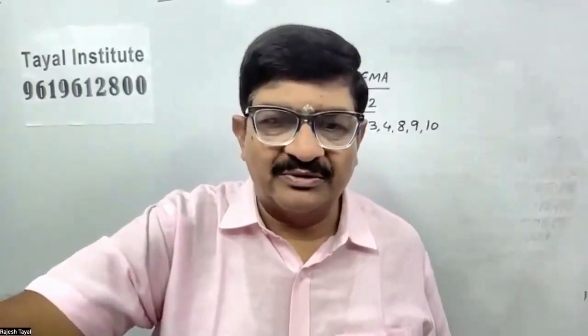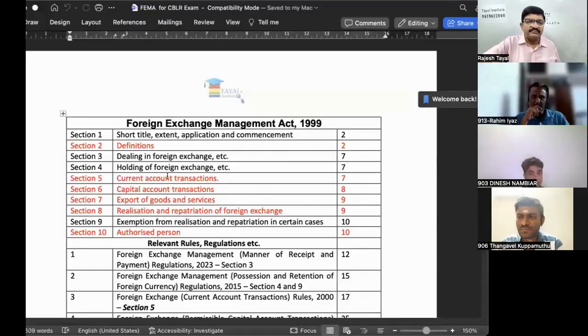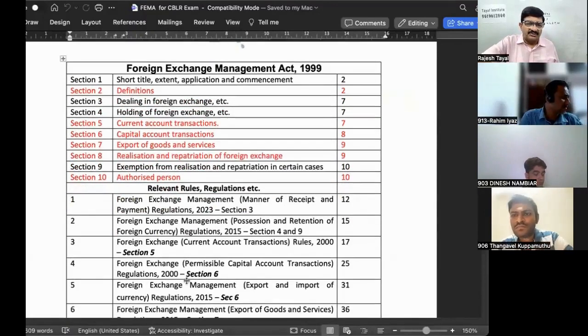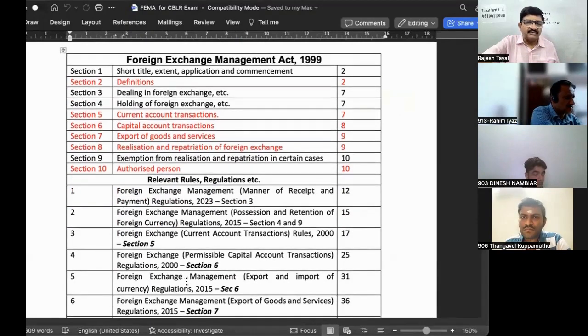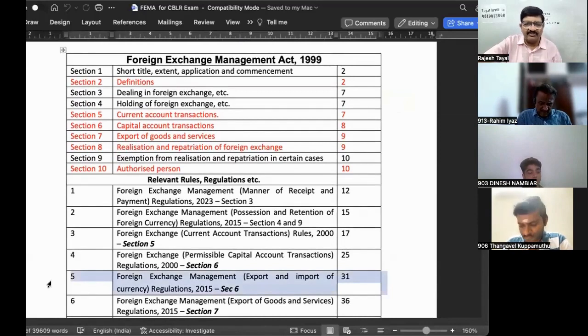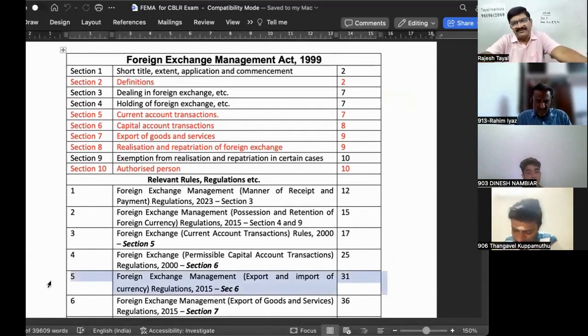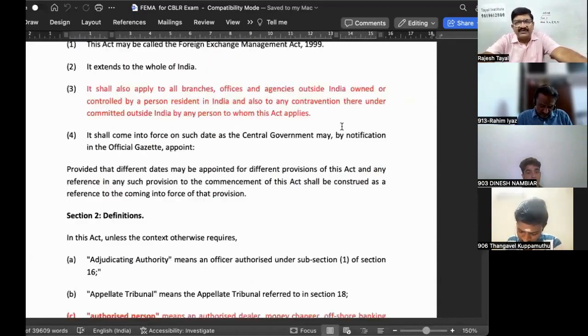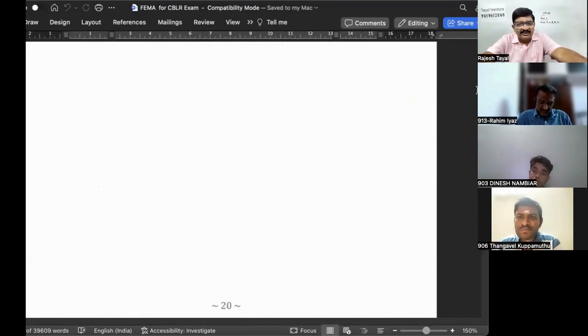Okay. So let us go to the study material. Right now, I'm taking you to this regulation number 5, foreign currency management, export import of currency. Then I'll come back to the current account transaction, capital account transaction. Okay, so this will answer many of your questions which we were discussing in the class. So this is going to page number 31.